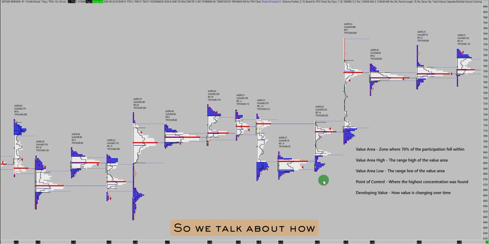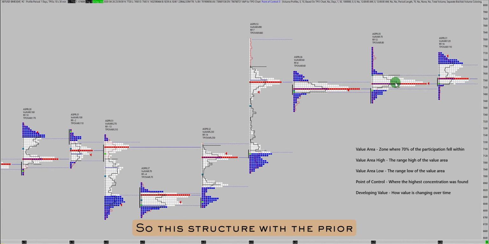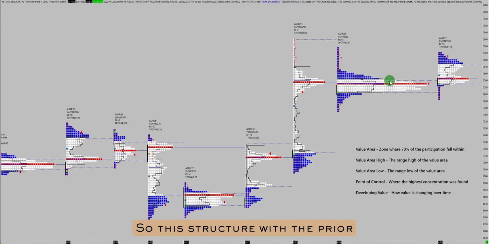So we talk about how when the market is balanced, let's say the market is moving sideways over a period of time. So we'll combine these two structures, for example. So this structure with the prior. When price drops away from the point of control and towards the low of the prior day's value, what we look for is a responsive buying activity.